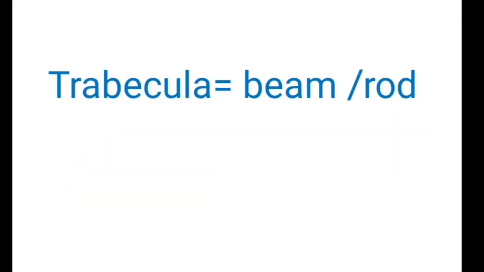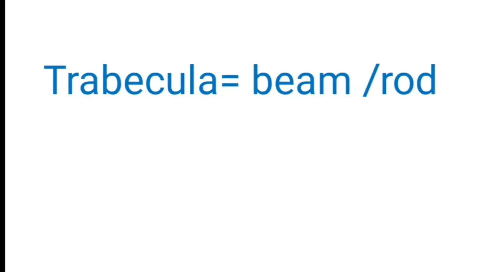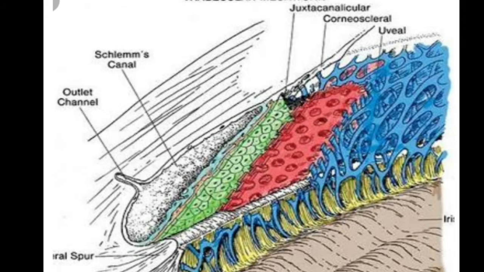So what is the literal meaning of the trabecular meshwork? It is nothing but a beam or rod which will connect two structures, giving support or helping in some function. So it is basically a beam or rod-like structure, okay. And this trabecular meshwork is nothing but a connective tissue core which is surrounded by the endothelium. So let's discuss the trabecular meshwork.